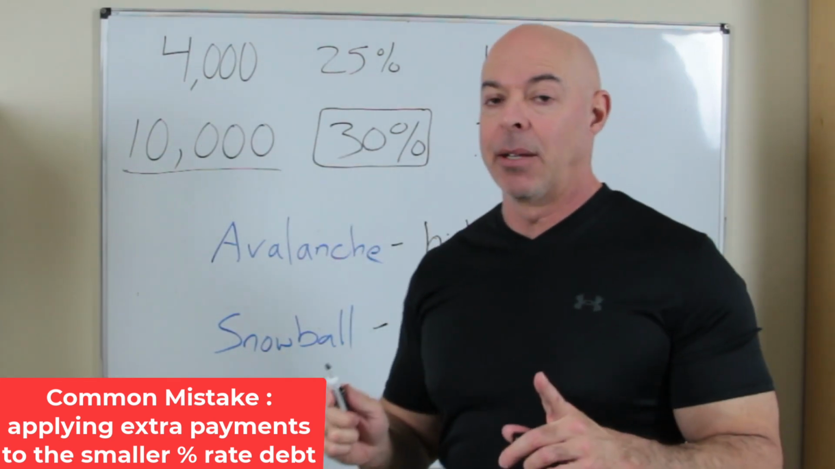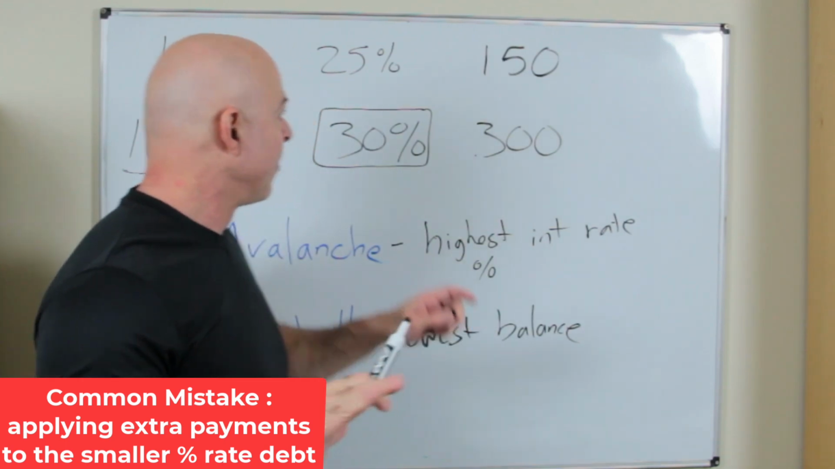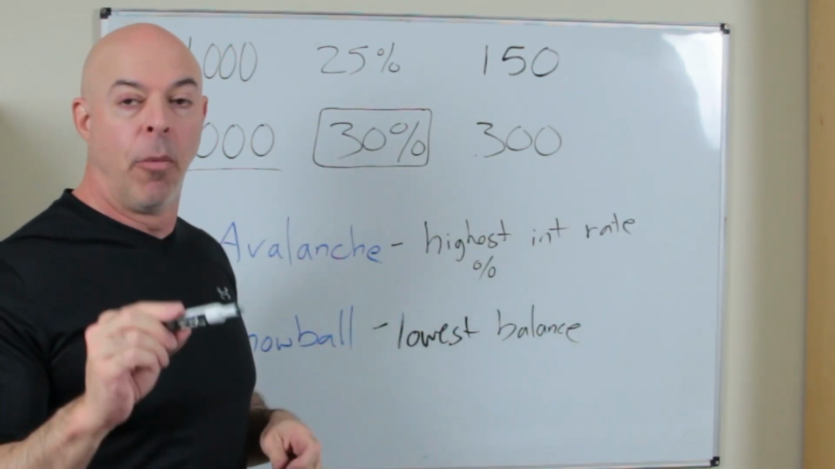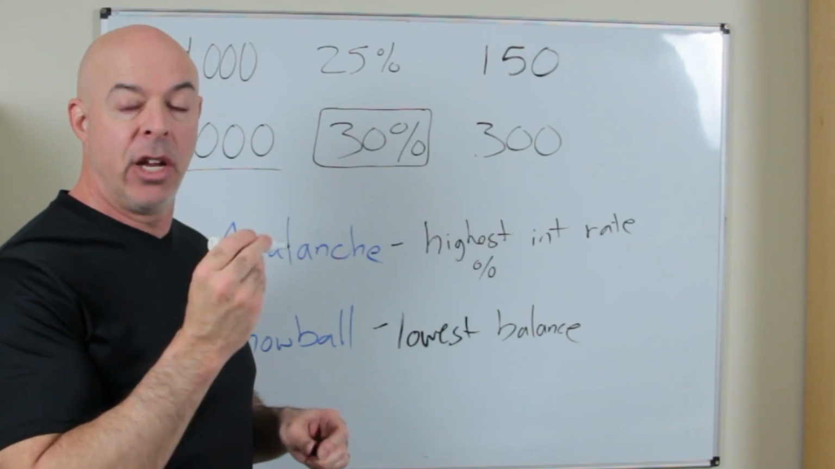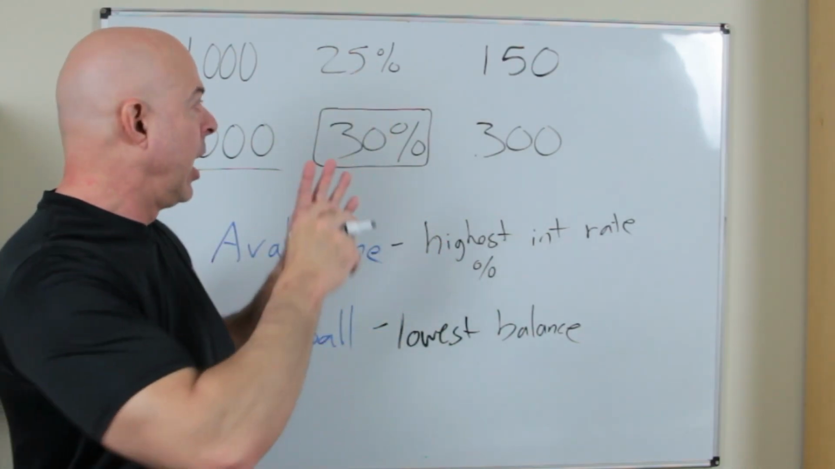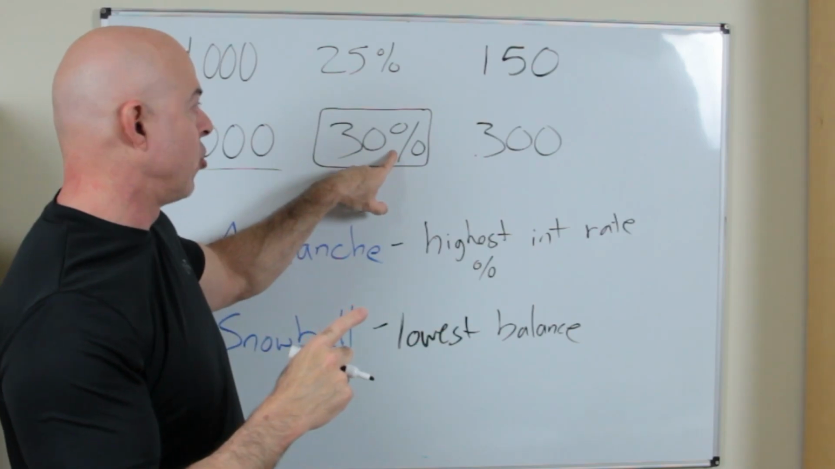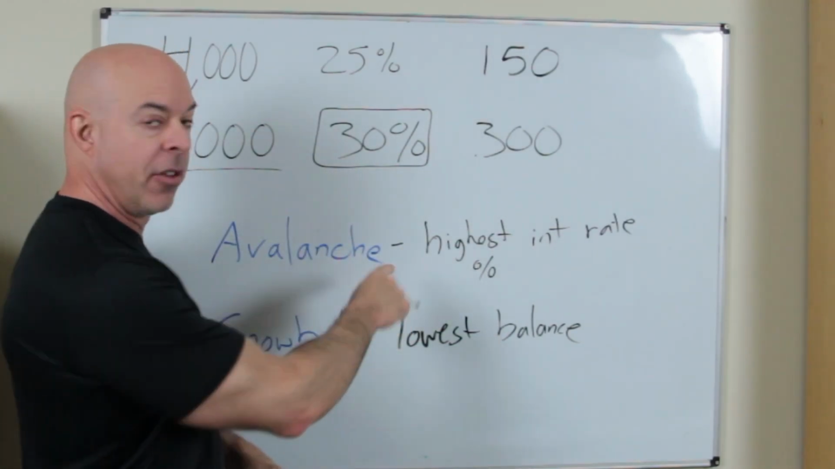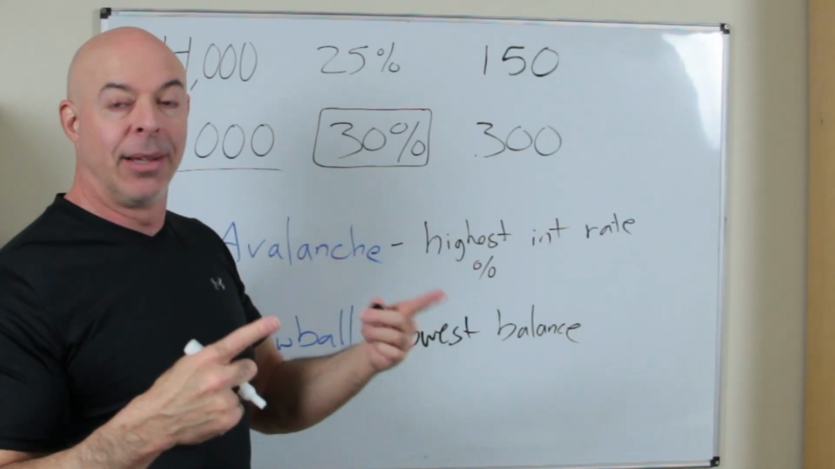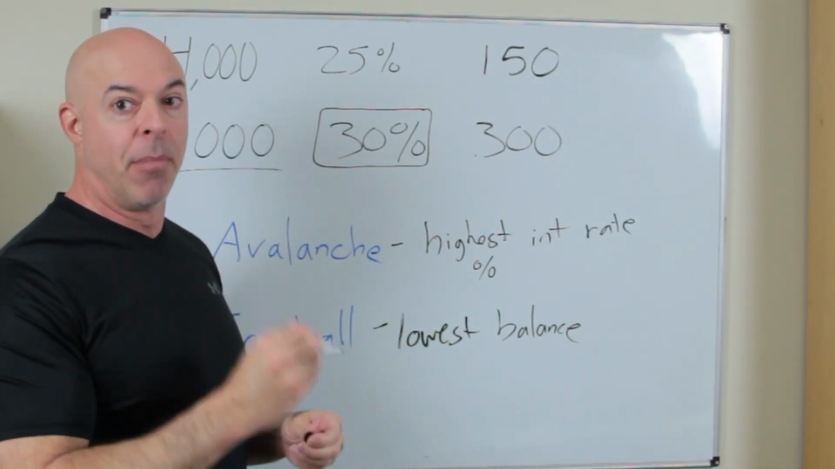Now, mathematically, it's proven that going after the highest percentage rate first will help you in the long term. You'll pay less interest. So when we go over the scenario of all the different debts, and you start attacking the highest percentage rate first, because that's the Avalanche method that we're going over today, you will end up paying less on interest and therefore saving more money.